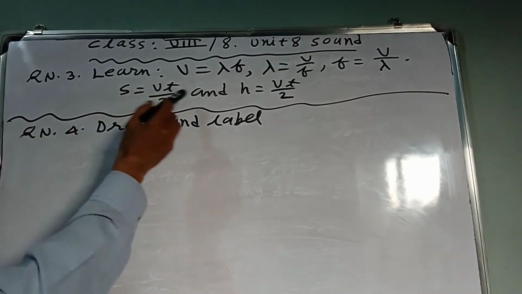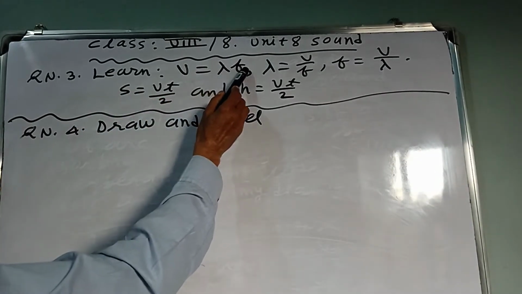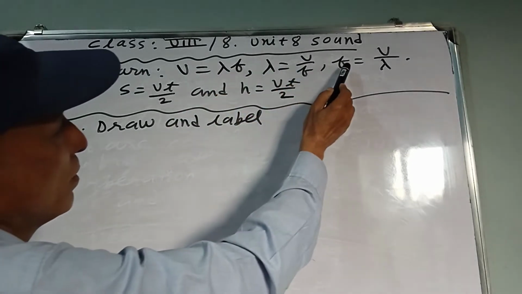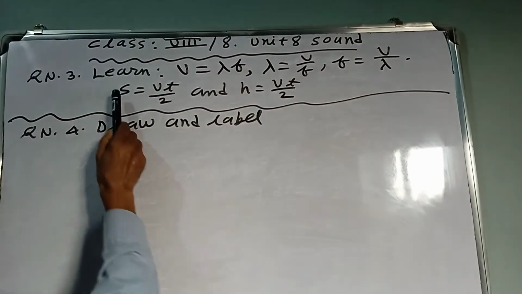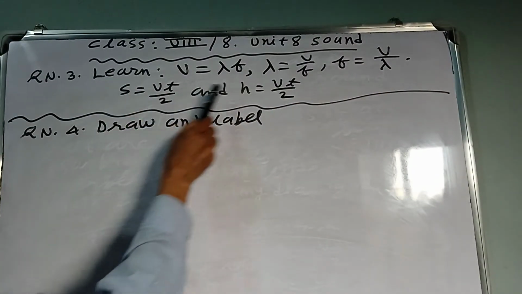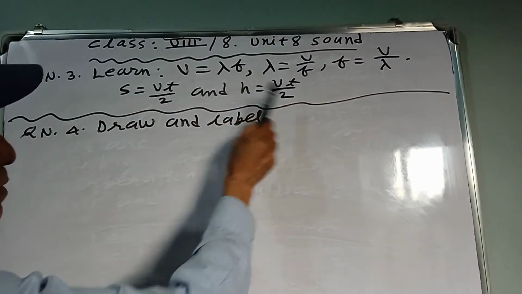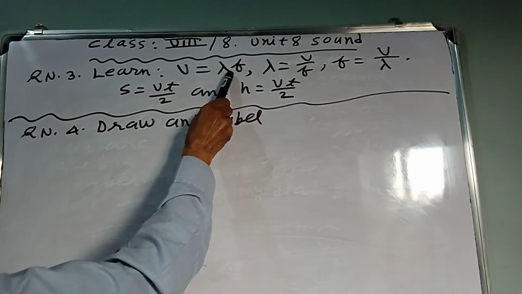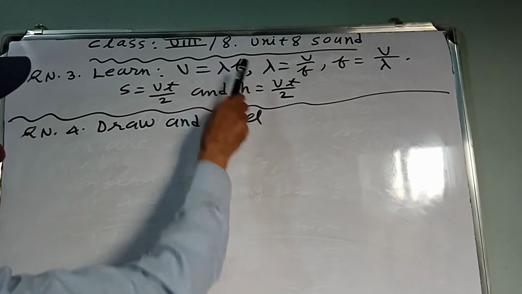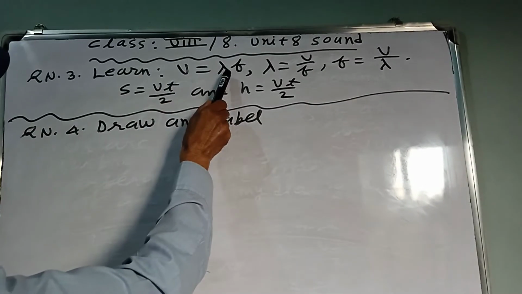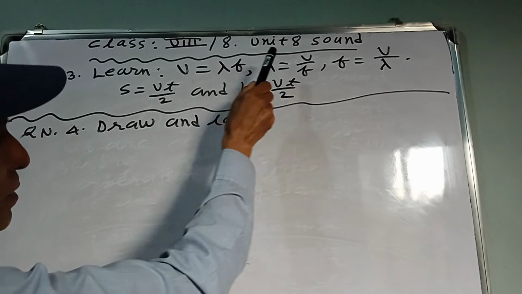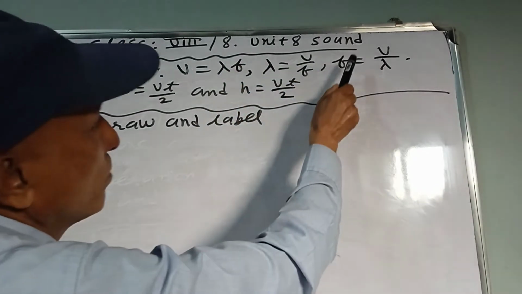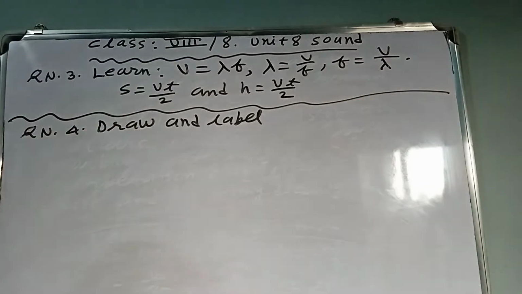Learn the following formulae. v = λf, λ = v/f, f = v/λ, s = vt/2, h = vt/2, where v is wave velocity, λ wavelength, f frequency. Velocity equals wavelength into frequency. Wavelength equals velocity by frequency. Frequency equals velocity by wavelength.